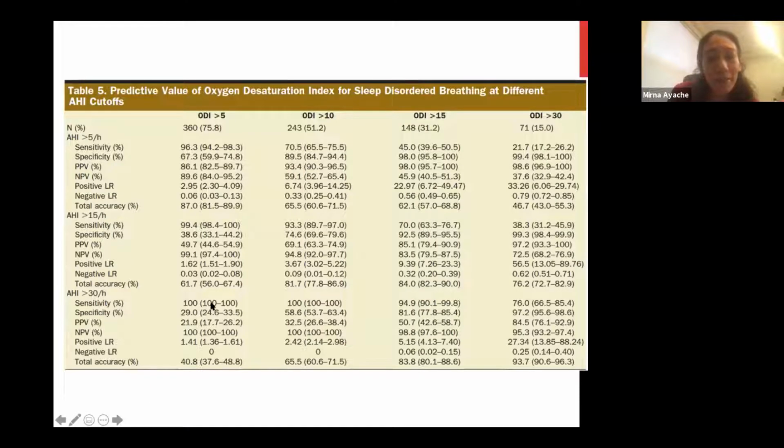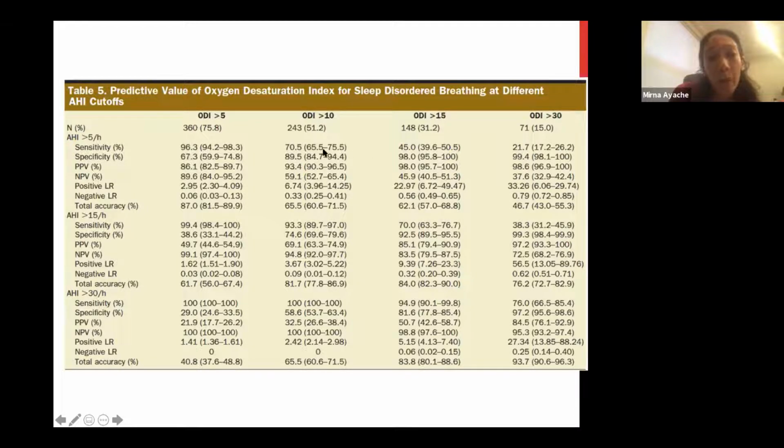So then they did the table. This is a little bit busy, but basically they looked at the sensitivity, specificity, positive predictive value, and negative predictive value of detecting an AHI of greater than 5, if you use a cutoff of ODI greater than 5, ODI greater than 10, and ODI greater than 15. Obviously, if you are using a lower cutoff, you're going to have higher sensitivity but less specificity. And as you go to higher ODI, your sensitivity is going to go down, but your specificity is going to improve.